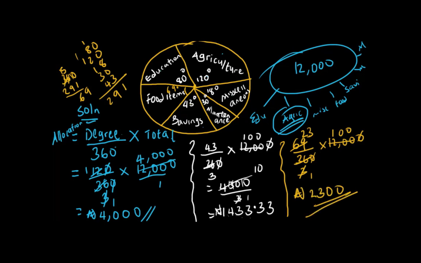So this is how to find the allocation for each of the segments in a pie chart. Let's take another example.